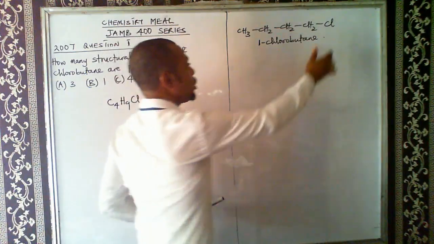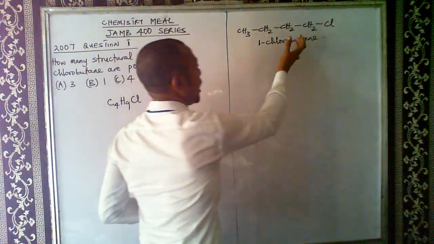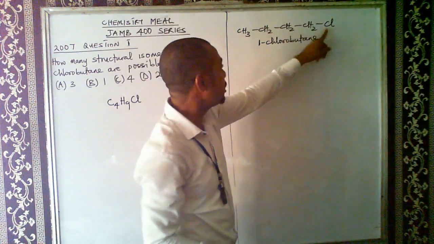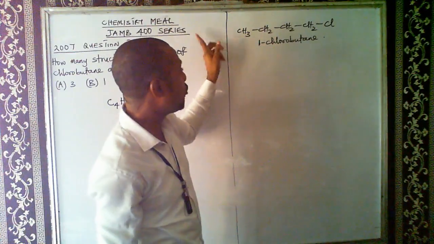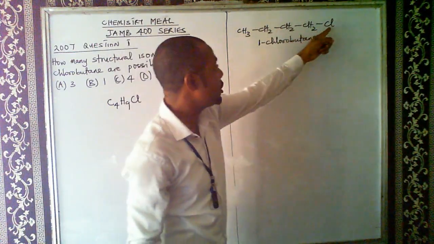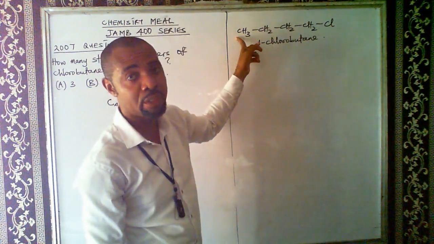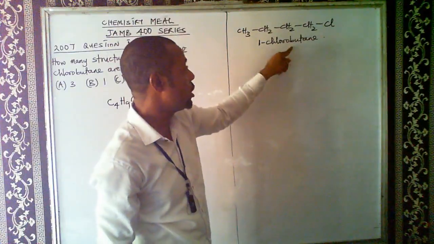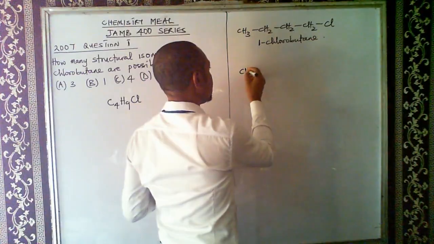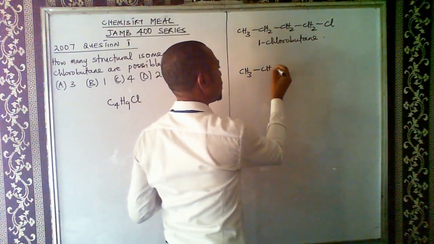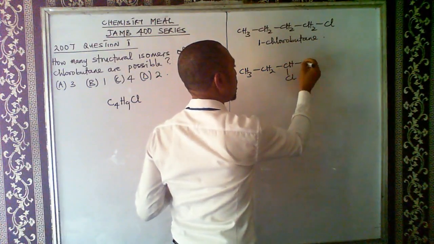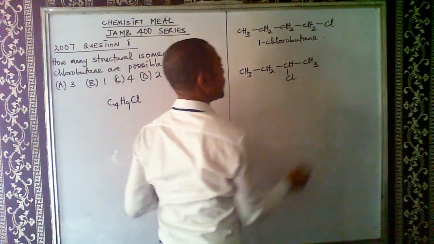Now we can actually change the position of this and attach it to any of the carbons in between, because if we take this to this place, we'll still have 1-chlorobutane because we'll now name from here. So we cannot attach this again to a carbon at the end, because if we attach it, we just return to this. Okay, so I can decide to fix the chloro group here, and then I have this.